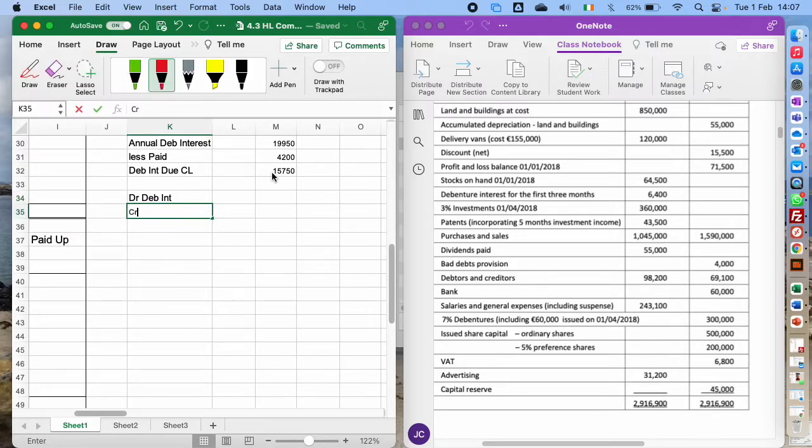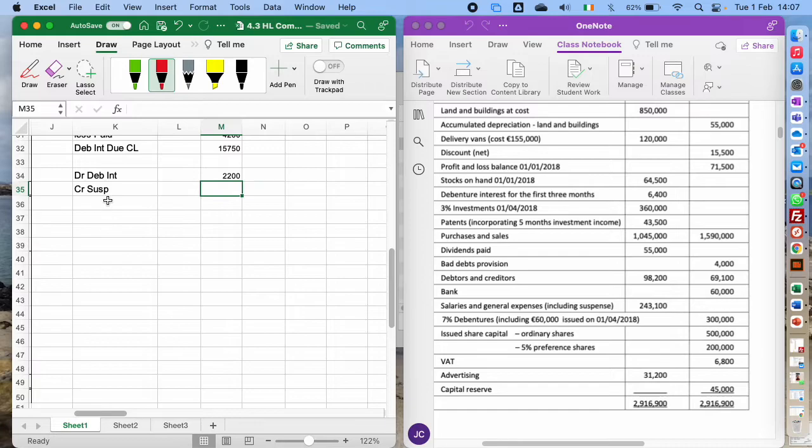So that means I'll credit the suspense. And the amount involved is 6.4 take away 4.2, so it's 2,200. So suspense. Now, where is the suspense? Suspense is mixed in with salaries and general expenses. So that's where it's mixed in. Salaries and general expenses is starting as 243,100. Is that right?